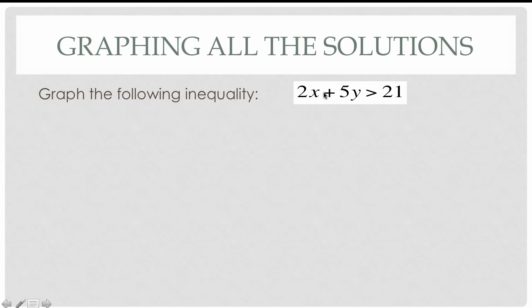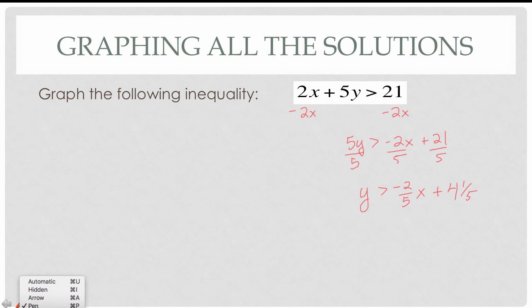Here's my inequality. I want to graph all the solutions. First thing I need to do, let's get it in slope-intercept form. So I'm going to move 2x to the other side by subtracting it. So now I've got 5y is greater than -2x plus 21. I'm going to divide both sides by 5. And we've got y is greater than -2/5 x plus 21/5. And 21/5, 5 goes into 21 4 times, so that's the same as 4 1/5. All right, let me make a really fast graph now.